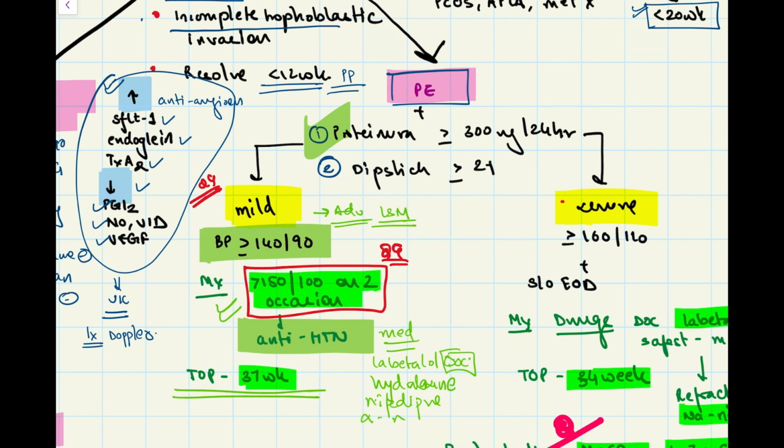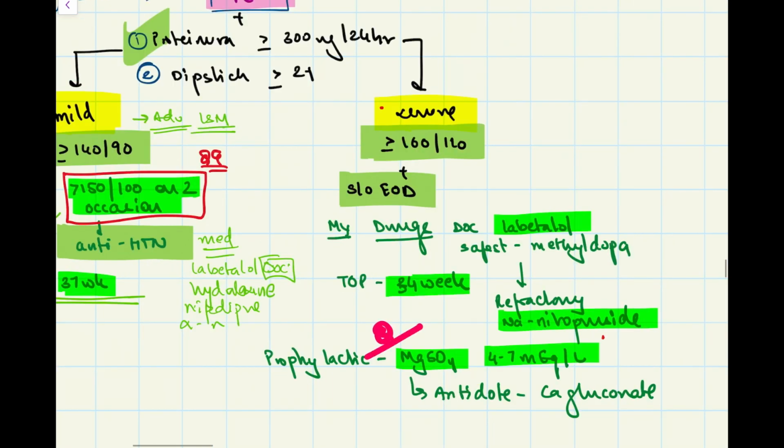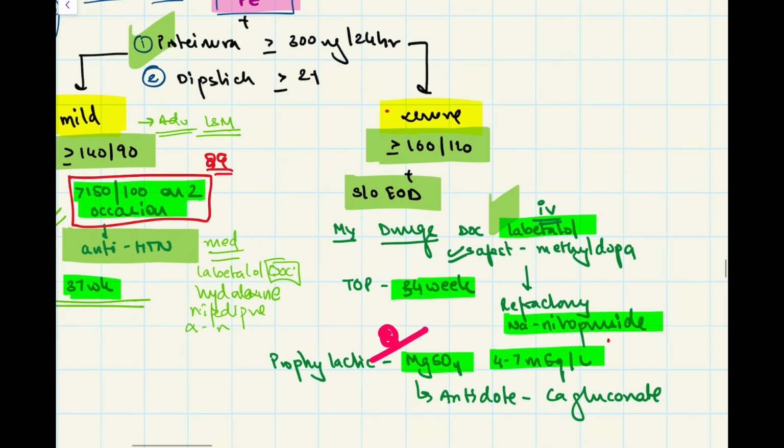For severe preeclampsia, the BP is more than 160/110 with signs of end organ damage. For managing severe preeclampsia, the drug of choice is labetalol, that is, IV drugs are given, right? But still the safest drug remains methyl dopa. If the hypertension is refractory, then sodium nitroprusside can be given, and also in such cases prophylactic magnesium sulfate can be started, and the therapeutic range of magnesium sulfate is 4 to 7 milliequivalent per liter.